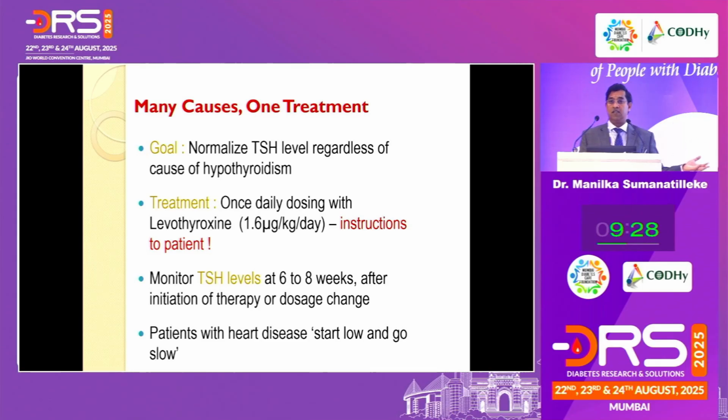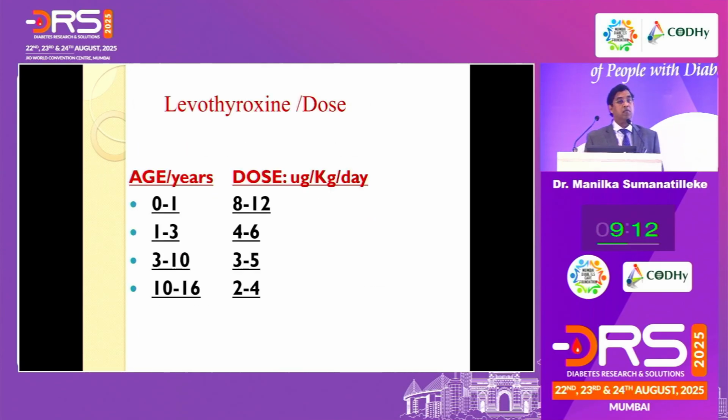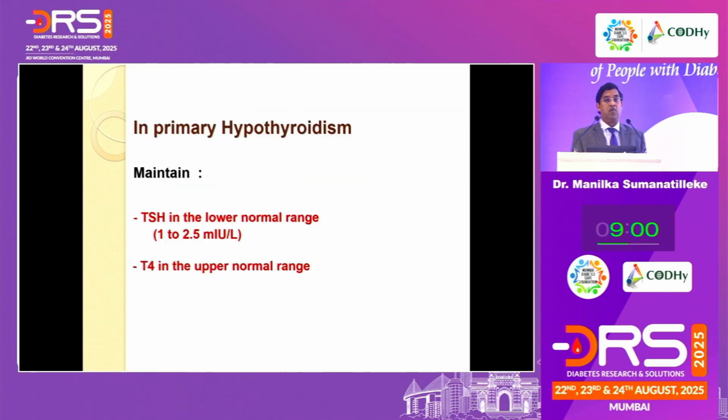Patients with heart diseases and cardiovascular risk factors, start low and go slow. 25 micrograms, escalate every 4 weeks, check the ECGs and symptoms, see that they are tolerating well, and go up slowly to the maximum tolerable dose. If you are treating children and young kids, the body weight dose is more. You can follow this algorithm and decide on the dose depending on the age, then come down to 1.6.